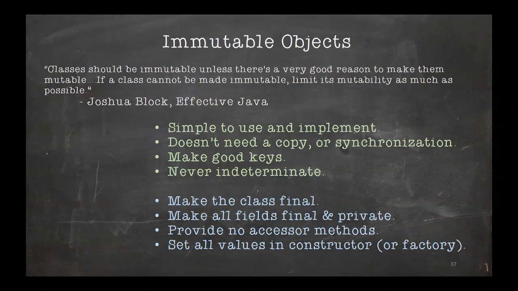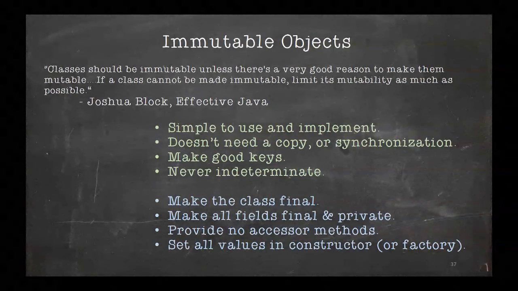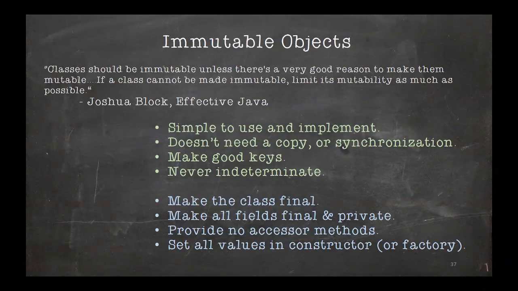And they're simple to use, and they're easy to implement. When you do these, you don't need to copy or synchronize them. So if you access a completely immutable class, any number of different classes can have the exact same reference because it can't be changed. So they can't make any changes that affect the original. You don't need to synchronize on it because the data is not going to change. They make good keys because they are immutable, they don't change, and they are never in an indeterminate state.